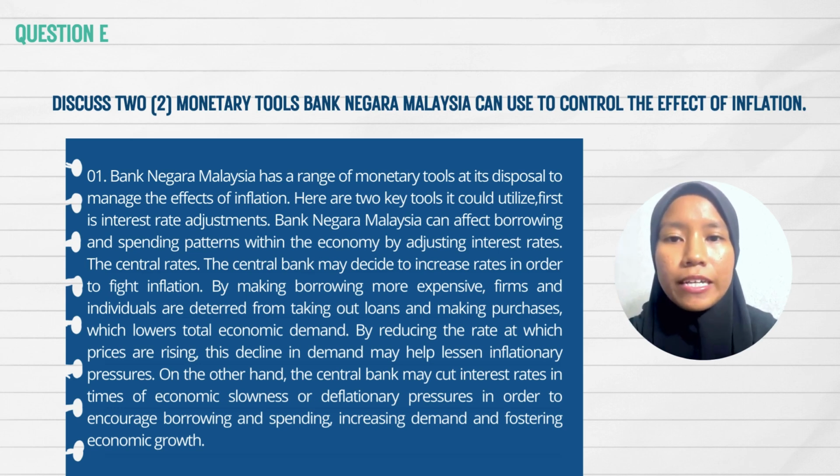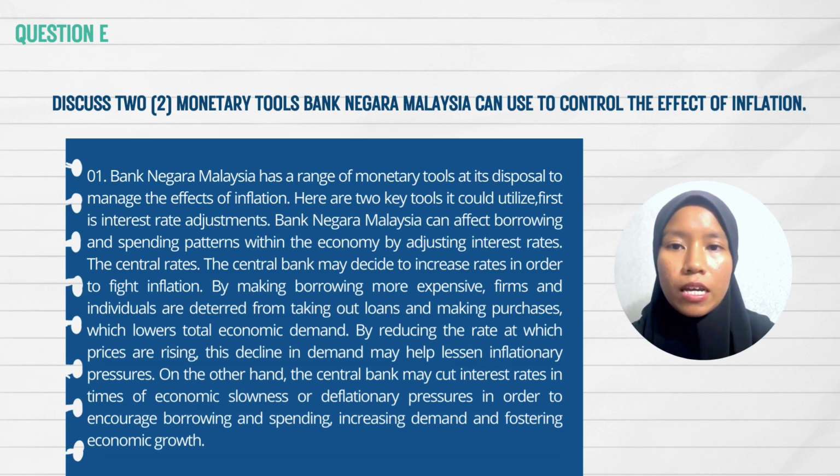Bank Negara Malaysia can do two things with interest rates to help with prices. First, making borrowing harder. If prices are going up too fast, inflation, the bank might make it more expensive to borrow money. This means people and businesses might not want to borrow as much, which can slow down spending. When people spend less, it can help keep prices from rising too quickly.